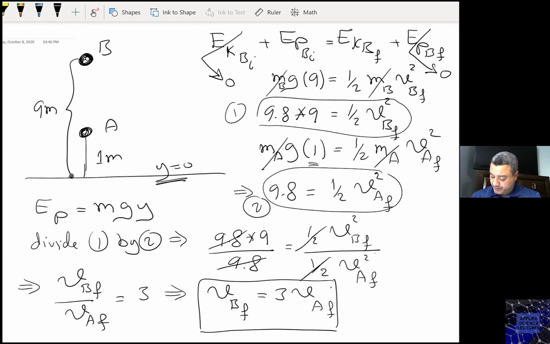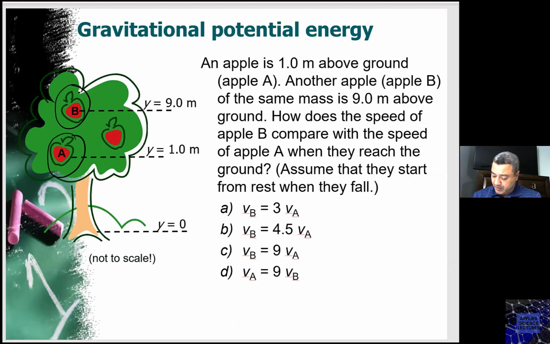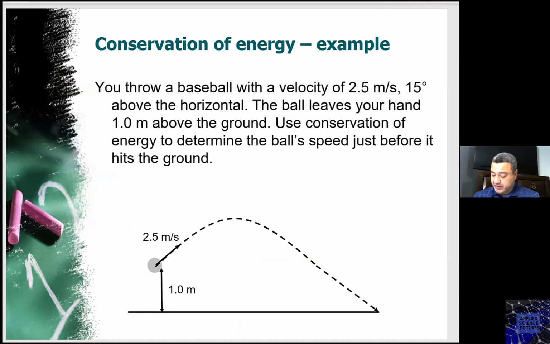Okay. Now, so the answer is A. VB is 3 times VA. Now let's look at our last example here.